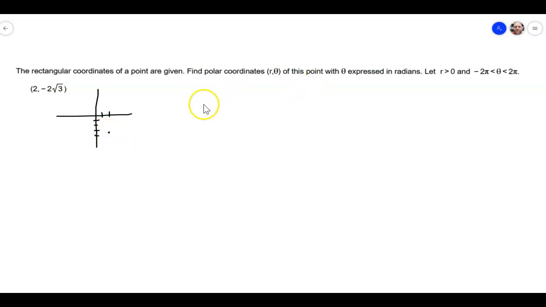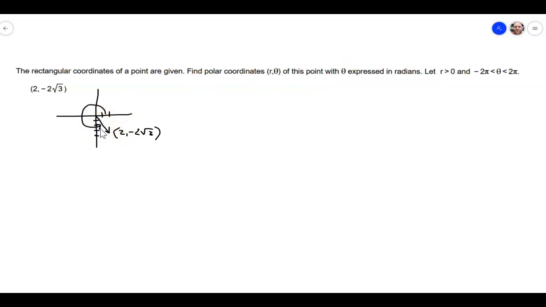To get this into polar coordinates, we need to know the measure of this angle here and the distance of this radius right there, the distance of the line from the origin to the point (2, negative 2 root 3). That's going to be our r, and then the theta will be the angle going into the fourth quadrant there. So we should expect some angle in radians that's in that quadrant.